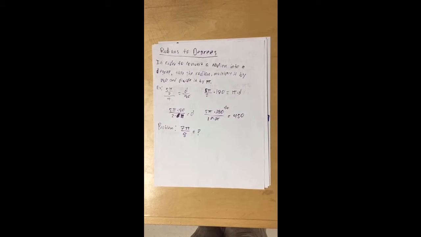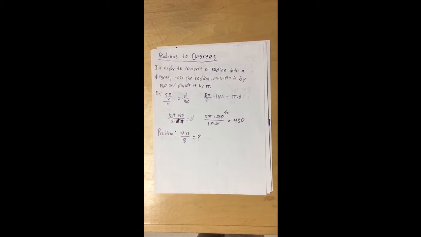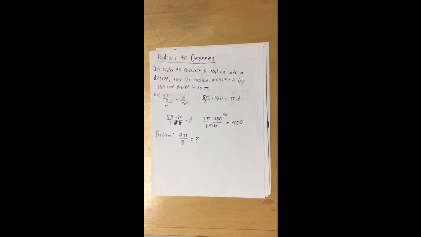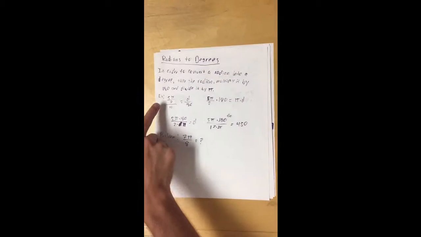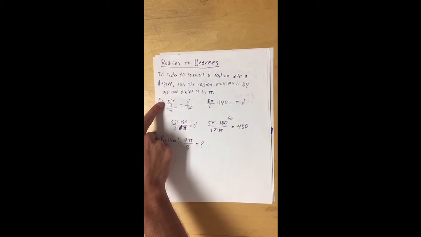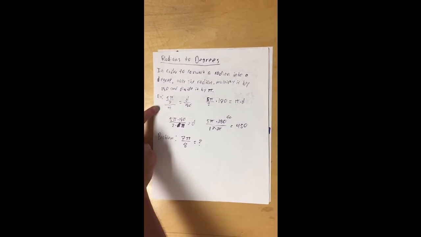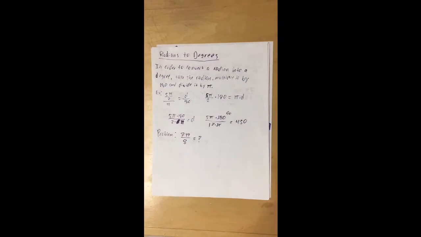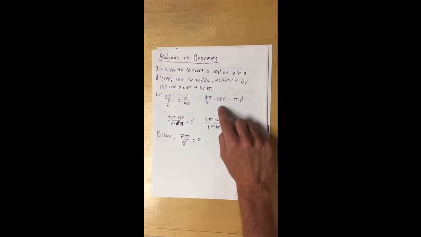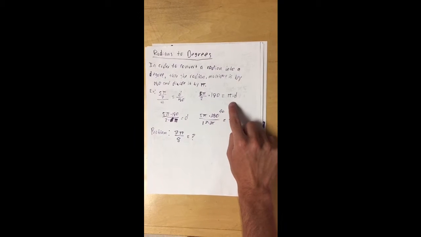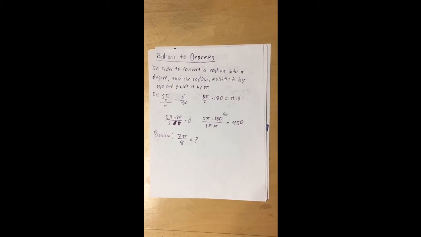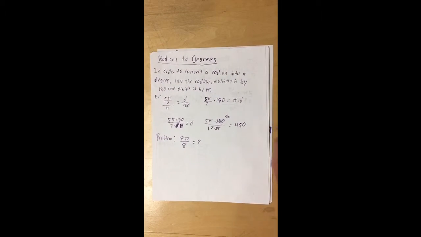In order to convert a radian into a degree, you have to take the radian, multiply it by 180, and divide it by pi. So here in this example, the radian is 5 pi over 2. So what I said is divide by pi and also multiply it by 180. So the next step is to take the side and multiply over here. So it'll be 5 pi over 2 times 180 over pi equals the degrees.